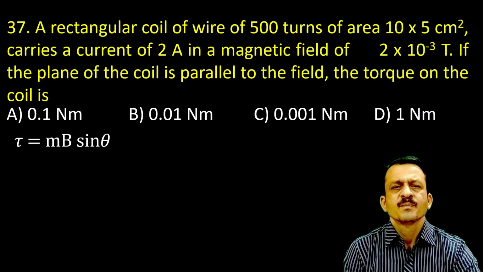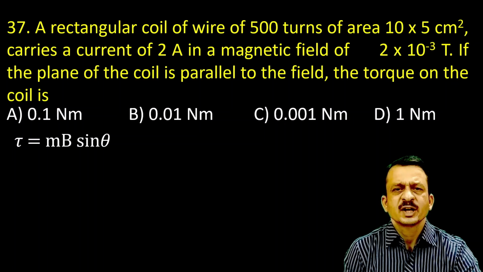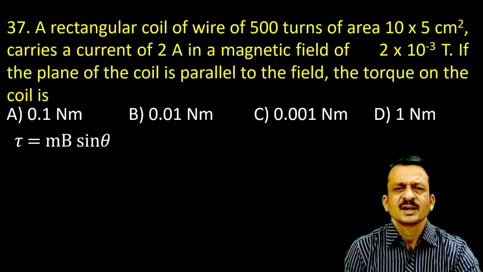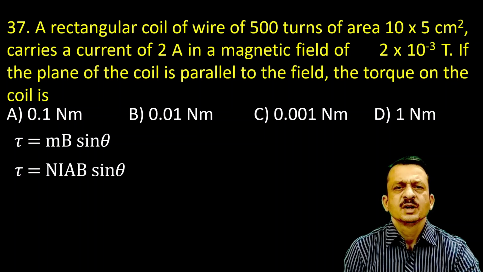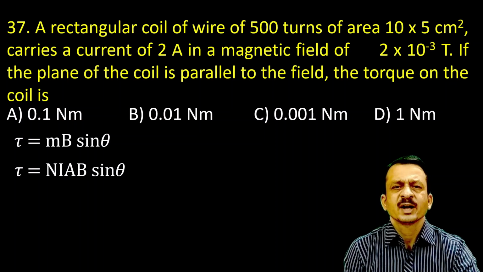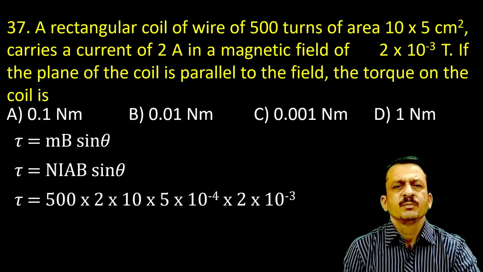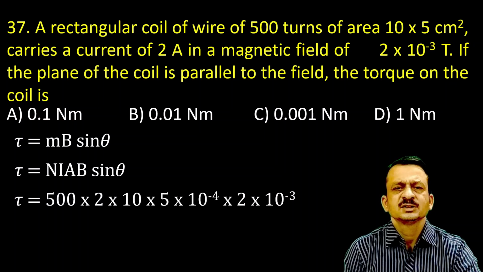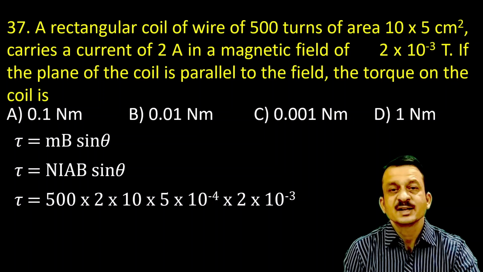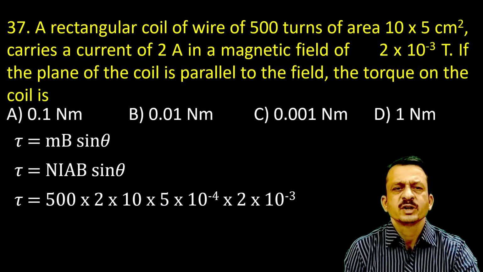But it is wrong. Here theta is the angle between the magnetic moment, whose direction is perpendicular to the plane of the coil, and the direction of the field. Now m is n into I into A, the magnetic moment, and the field is given, and sin theta. Now the number of turns is given, 500 turns, and the area is 10 into 5 centimeter square. It has to be converted into meter square. Therefore it is 10 raised to minus 2 whole square. It becomes 10 raised to minus 4, and multiplied by the magnetic field 2 into 10 raised to minus 3.